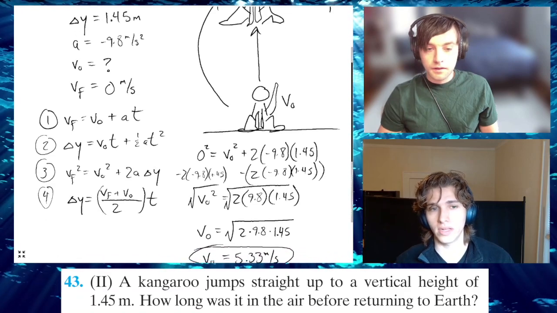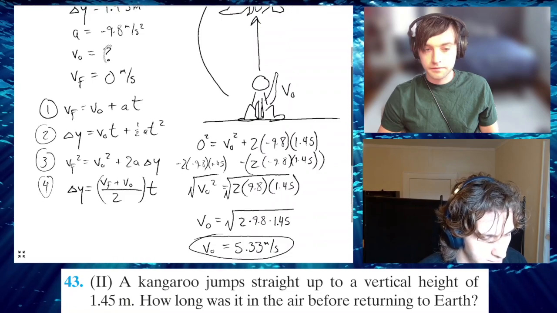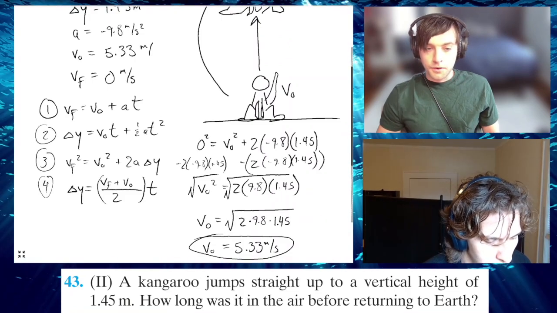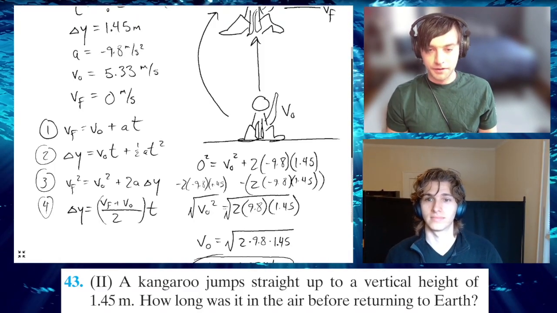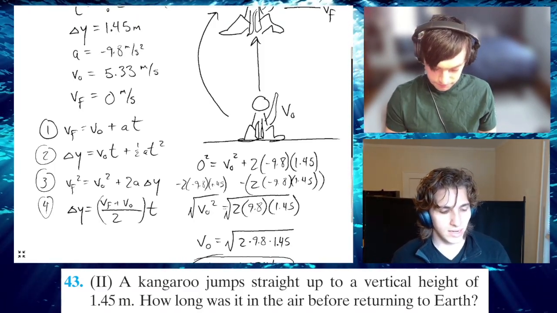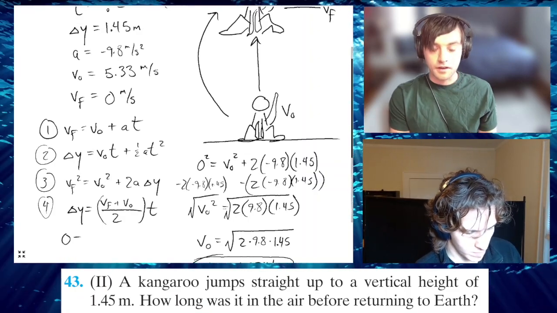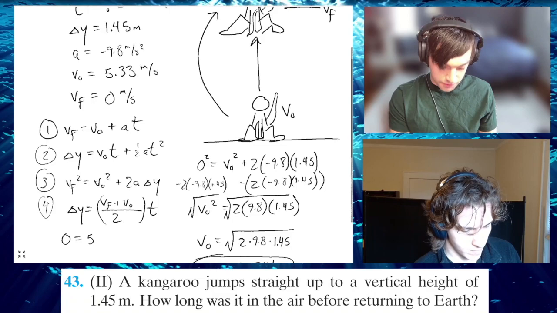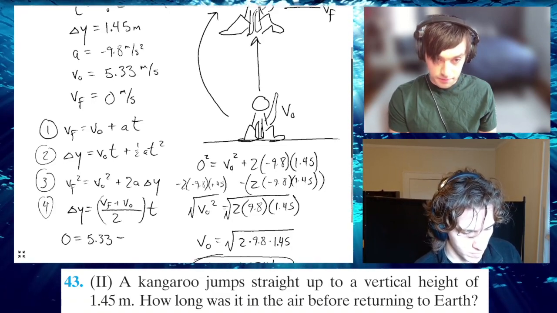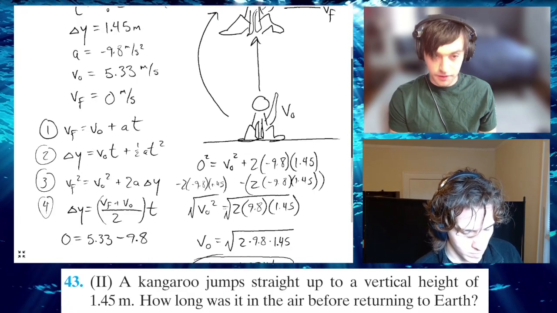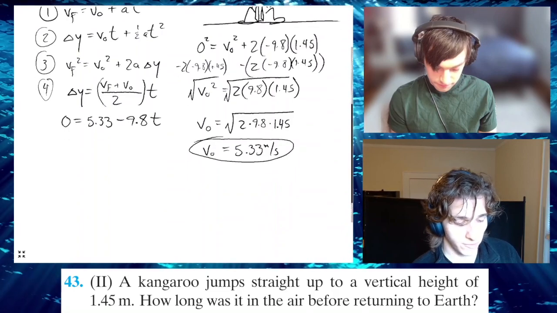So now, what are we going to use to calculate time now that our initial velocity is known? Could we use number 1 now? Because time would be the only thing we don't know. Yeah, absolutely. Can you set it up for me? V final equals 0. So it's 0 equals 5.33 meters per second plus negative 9.8 meters per second squared times t. Awesome. Let's solve for time.